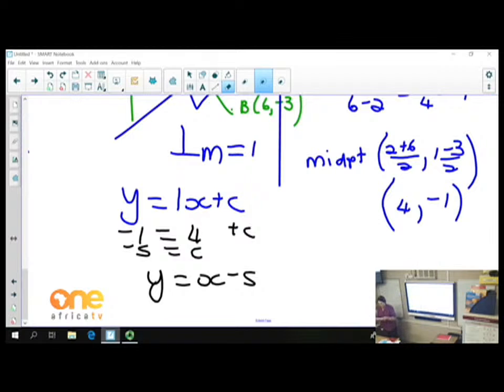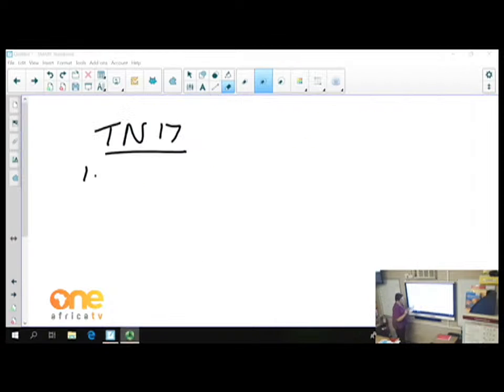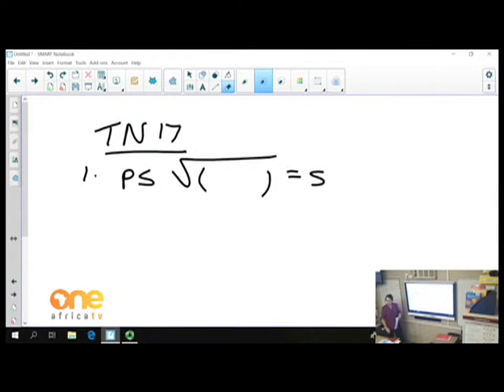Okay, I want you now to try 17. You'll see the next few are word sums. And they also come out of old question papers. Mixing all the formulas now, that's what we're going to do. Calculate the length of PS. Length, so it's Pythagoras, and the answer was 5. Make sure that you use brackets there, otherwise you're going to get wrong answers.